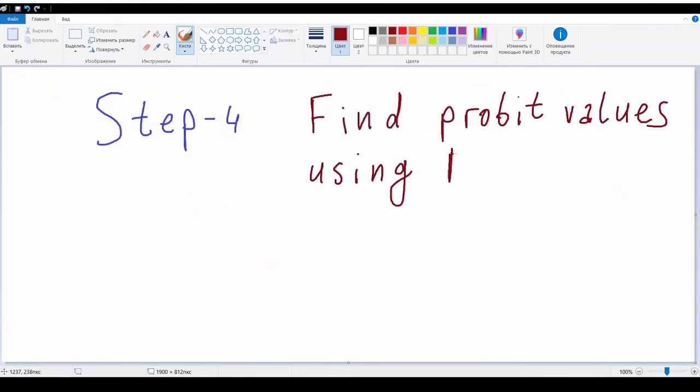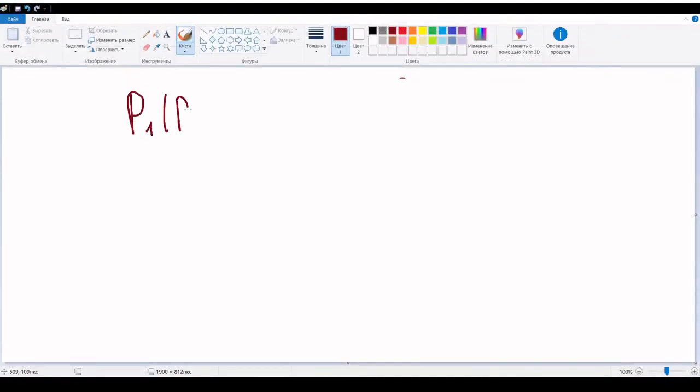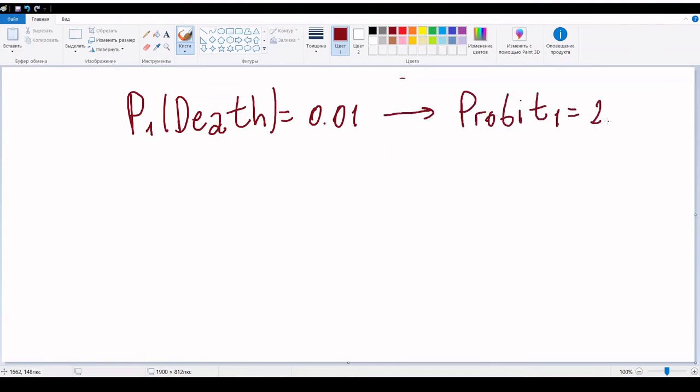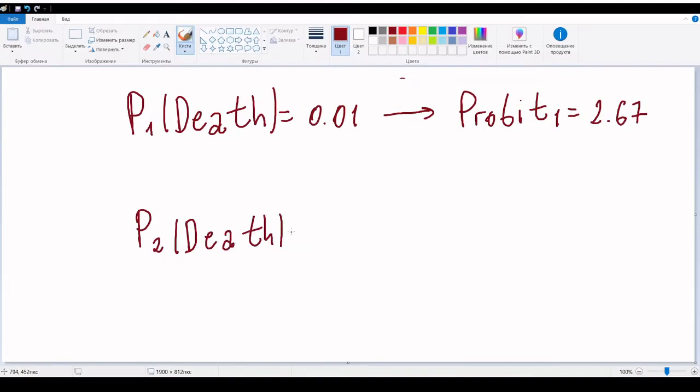Step 4. Find probit values using a special Finney's table. According to the table, the first probit, which corresponds to 0.01 probability of death, has the value 2.67, and the second probit, which corresponds to 0.5 probability of death, will be equal to 5.